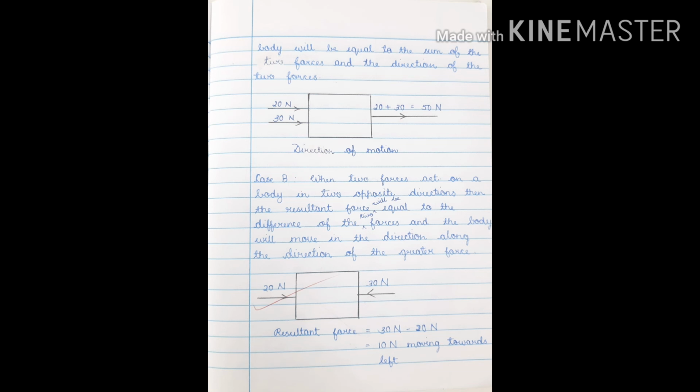Case B. When two forces act on a body in two opposite directions, then the resultant force will be equal to the difference of the two forces, and the body will move along the direction of the greater force. Two forces, 20 Newton and 30 Newton, are acting on the object towards the opposite direction, so the net force will be the difference of the two forces: 30 Newton minus 20 Newton is equal to 10 Newton. So the net force is 10 Newton.